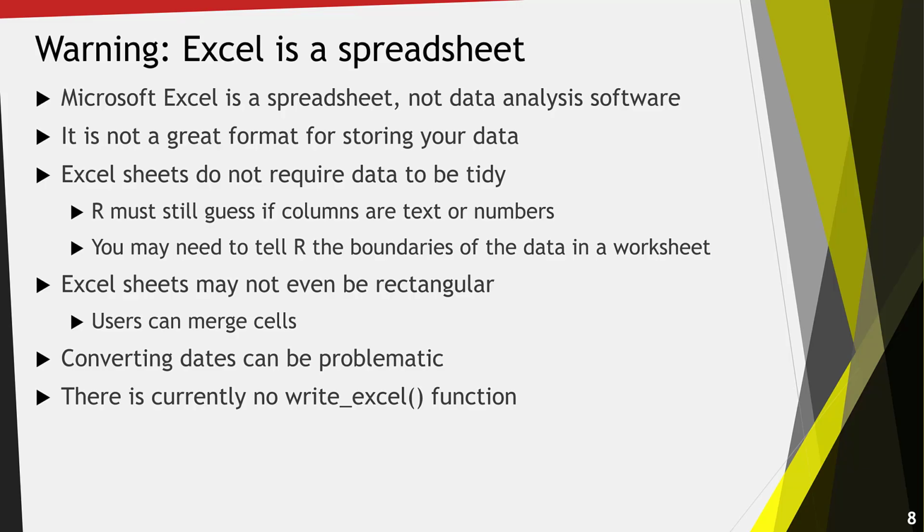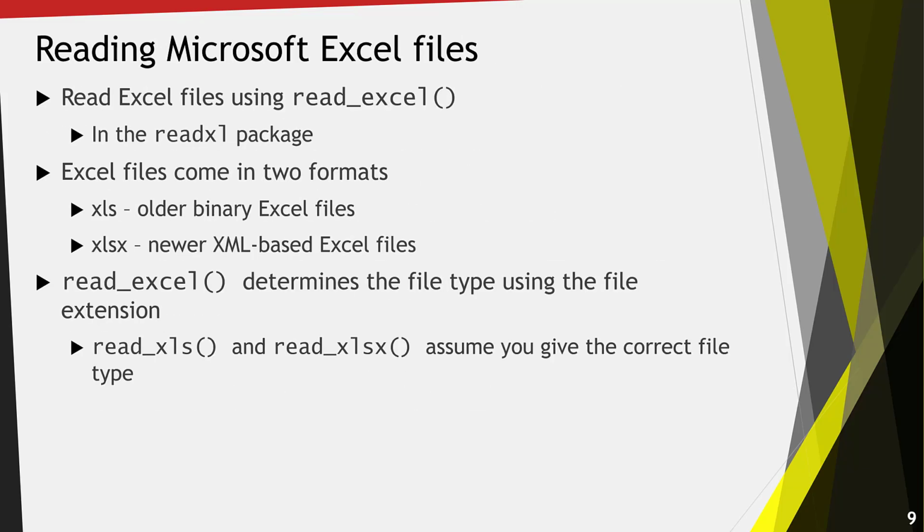In previous videos, I've mentioned that data readers in the tidyverse, with the read underscore and then the type of data file, usually have a corresponding write function. As it is implemented right now, there is currently no write underscore Excel function, so you can't use R to write Excel files. You can use R, however, to read Excel files. You're going to read them with a function called read underscore Excel. It's part of its own package, the readxl package. This is not loaded with the tidyverse, so you're going to have to load this package every time you want to access a Microsoft Excel file.